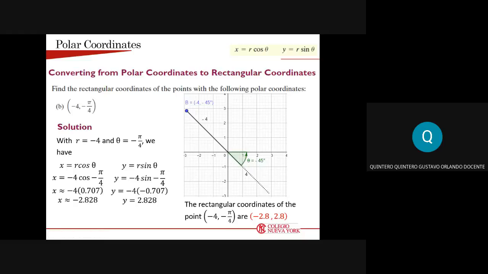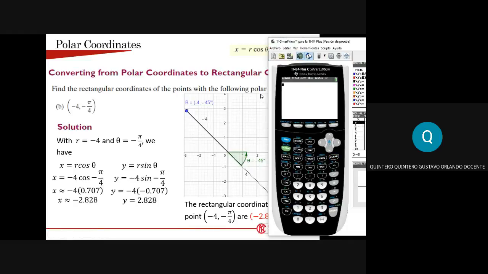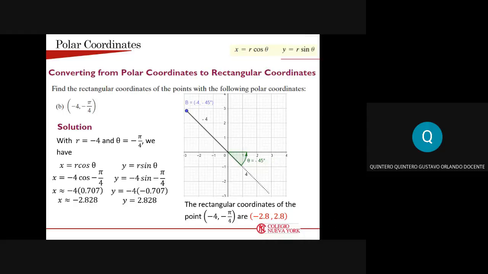Before you guys do that, I want to show you something. Sometimes, when we are working with the calculator, give me a second. Where is this?